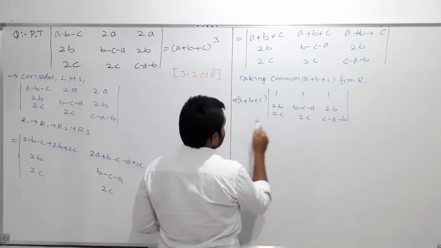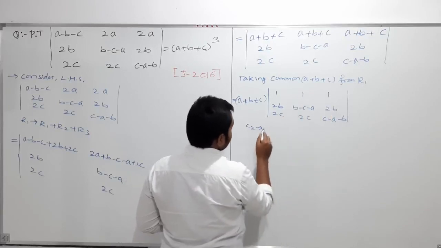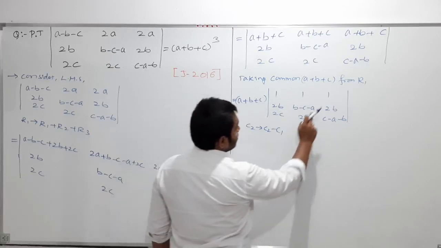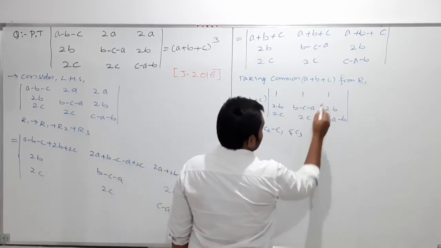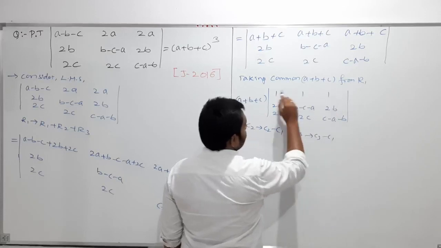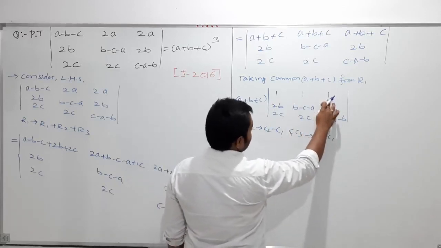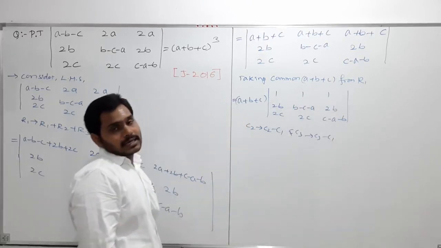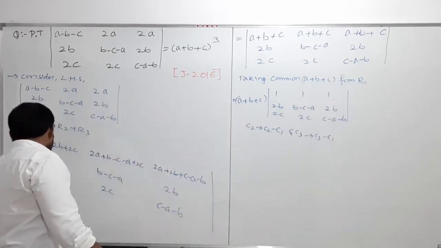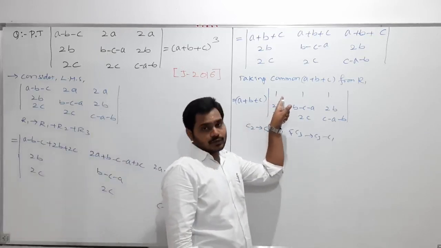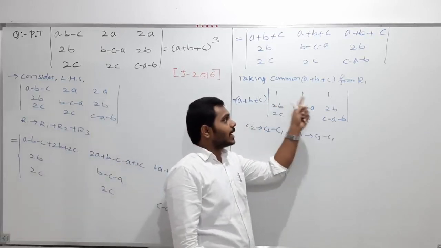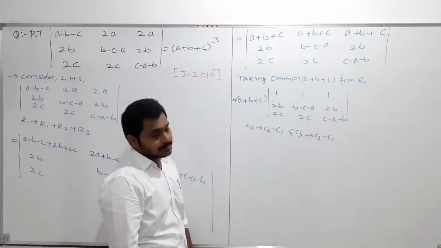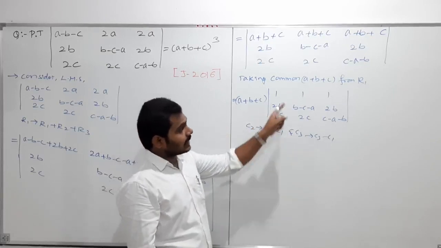So here what I will do, my students: C2 changes to column 2 minus column 1. I am applying that result. And next, C3 also changes to C3 minus C1, so that this place element will become 0, and 1 minus 1 here also will get 0, here also will get 0. Then easily you can expand and you will get the remaining answer. So whenever you have the elements 1 1 1, in such case please try to make the elements 0 as much as possible.